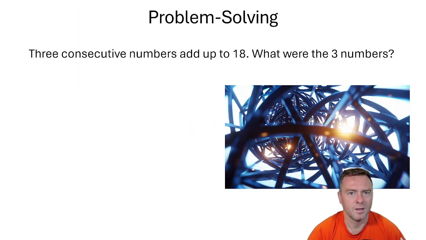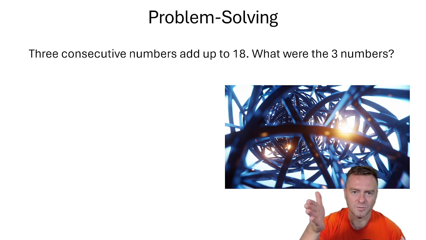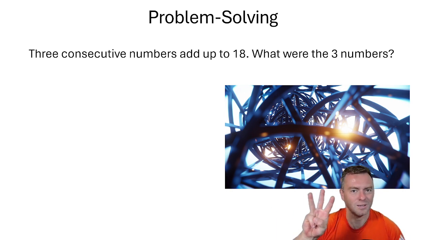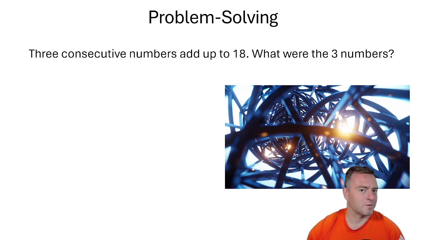Cool. So quick little problem solving style question. If you had 3 consecutive numbers adding up to 18, what were the 3 numbers? This is pretty straightforward. There's a couple of different ways. We've talked about this in class, which was really cool to hear. So consecutive means in order. So for example, 1, 2, 3 are 3 consecutive numbers. Similarly, you could do 10, 11, 12.